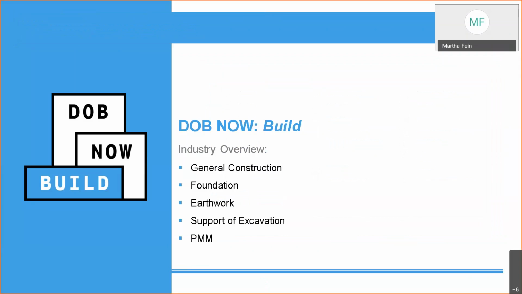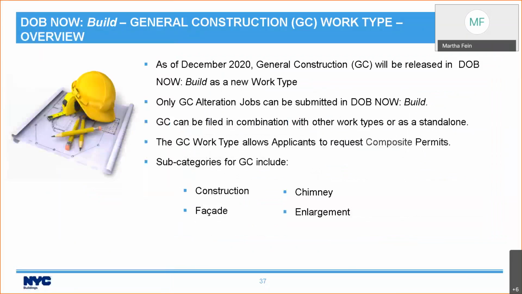So let's talk about these 5 new work types. General construction is the first one. And with the current release, only GC alteration jobs can be submitted in DOB Now Build. And GC can be filed in combination with other work types or as a standalone. The subcategories for GC are construction, facade, chimney, and enlargement. And you can choose one or more of them.